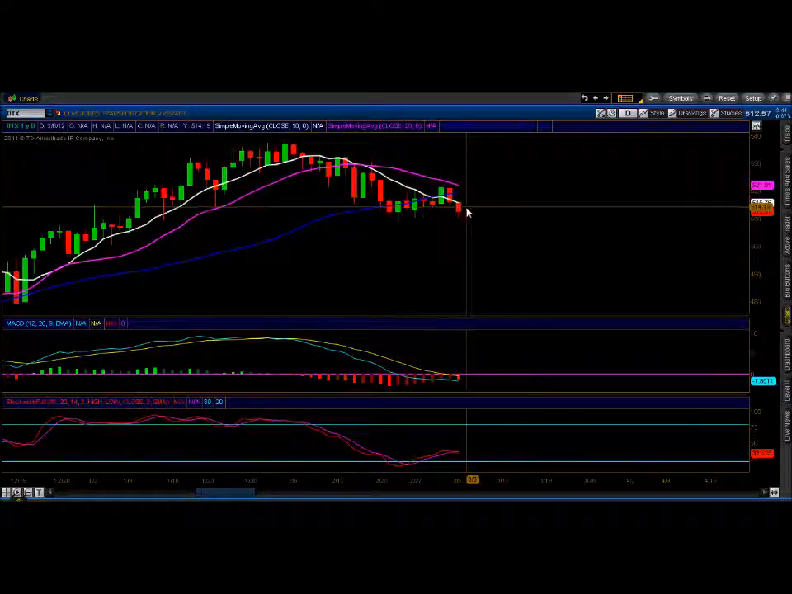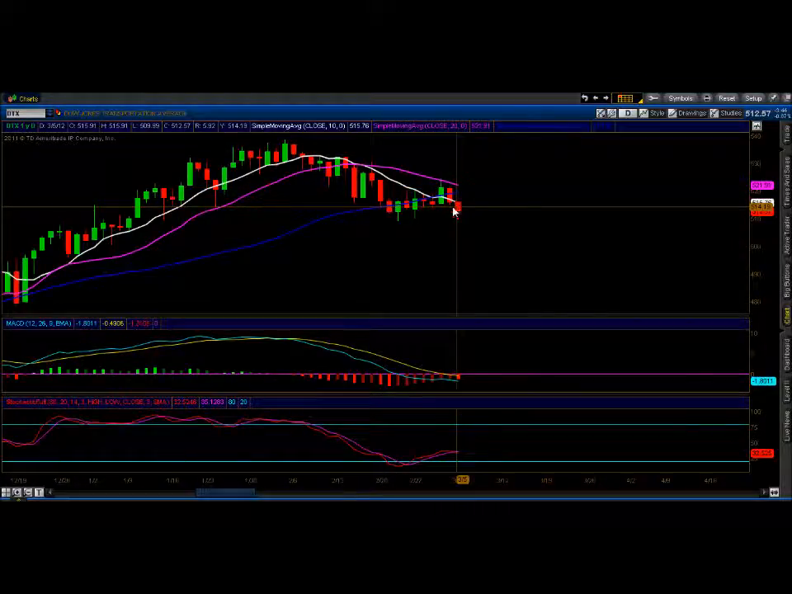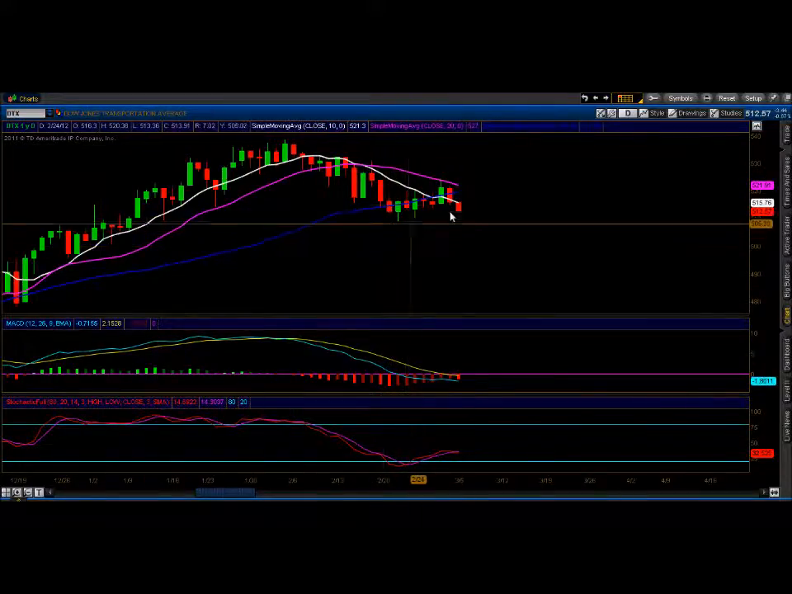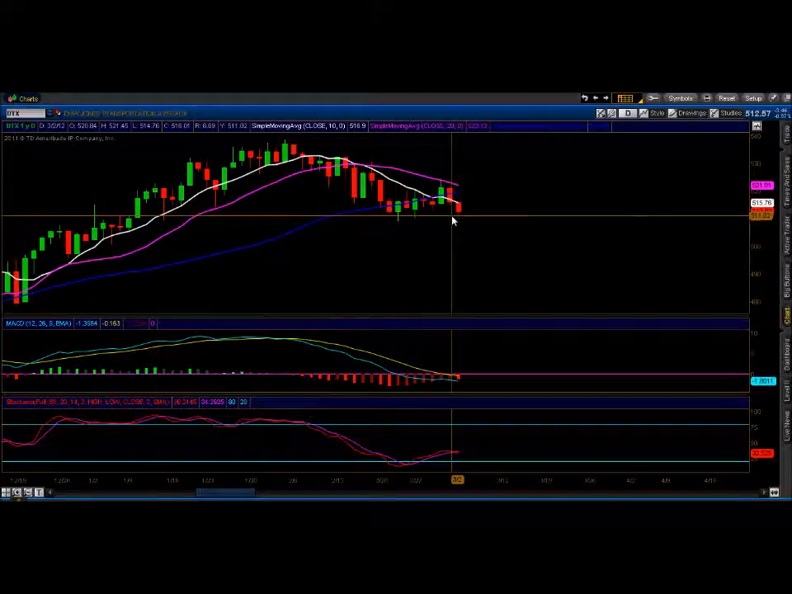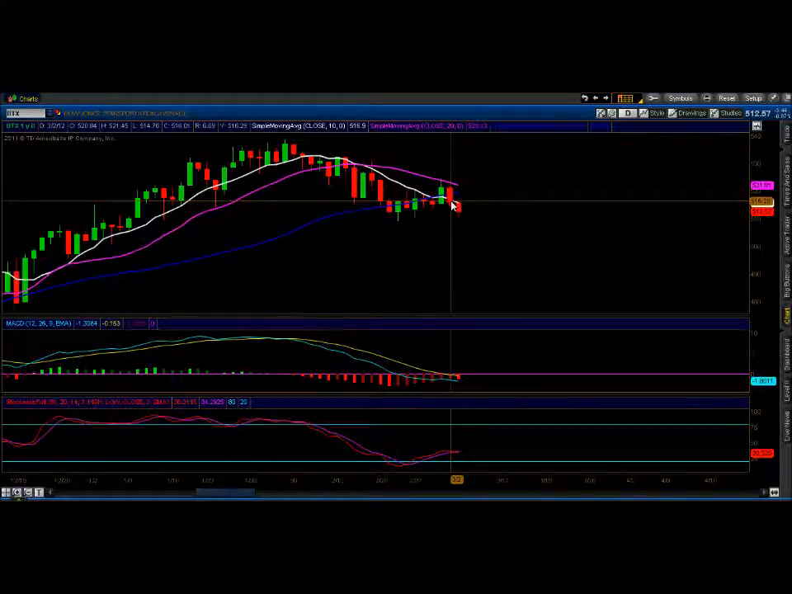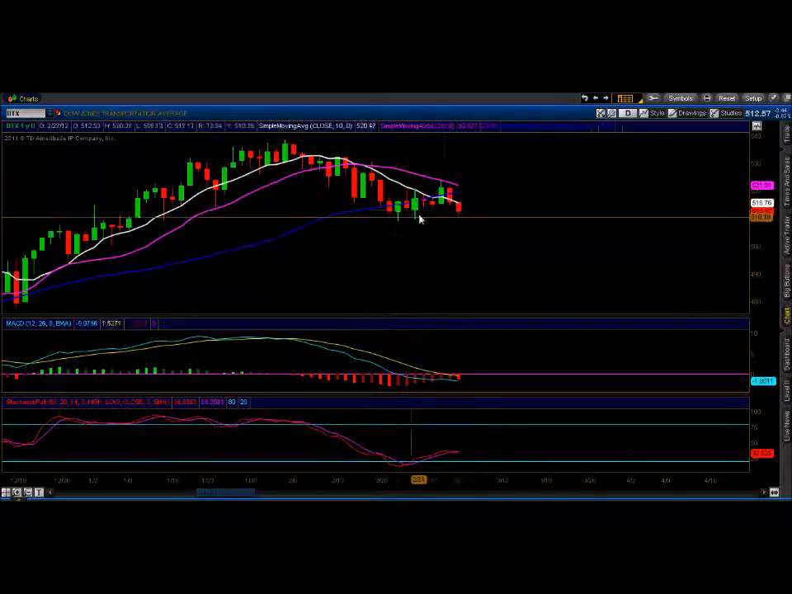Prices managed to close back below the 10, and then they also broke this previous support level that you see here. So it was a slight breach, but still you can see that the transports are breaking support level after support level, and they're heading lower.